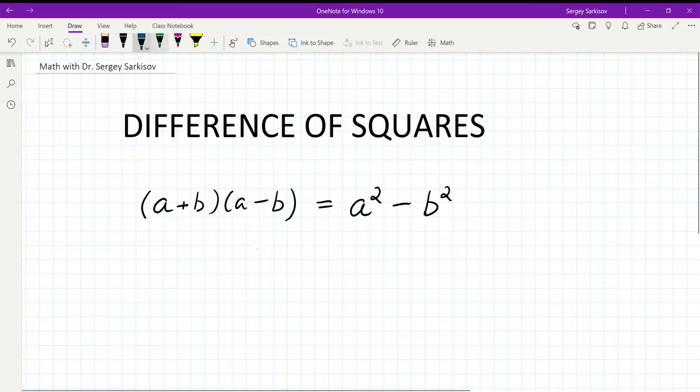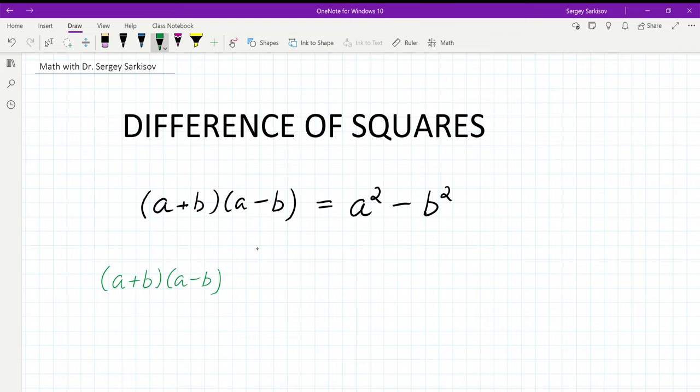Why this happens, let's check that, is because of the FOIL method. Everybody knows the FOIL method: first, outer, inner, last terms, right? Or what I call in my classes, everything by everything. Because sometimes you have multiple terms, more than just two, and you can have a middle term, for example. There's no m in FOIL, right?